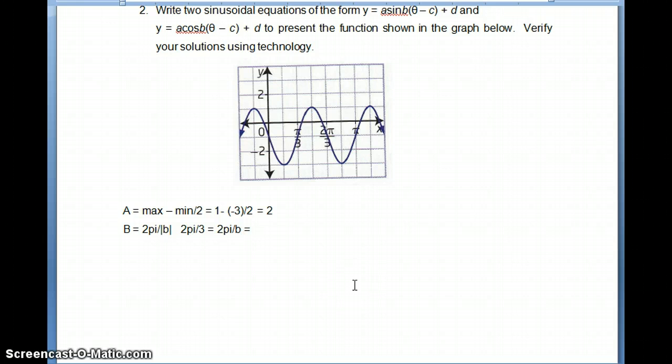To solve, you can use whatever method you like, but with 2 fractions I typically cross multiply and divide, and what you should end up with is that your b value there is 3.